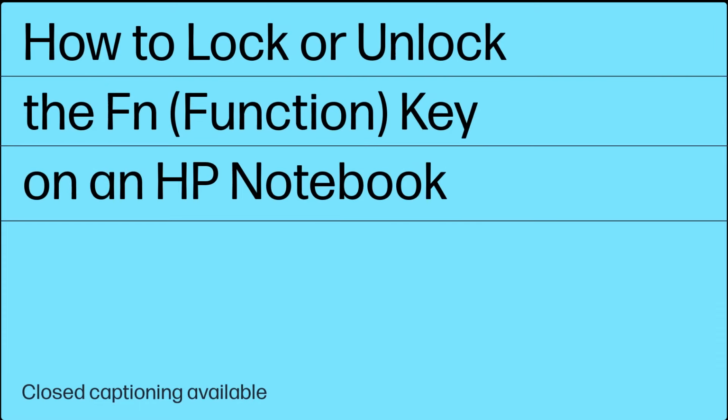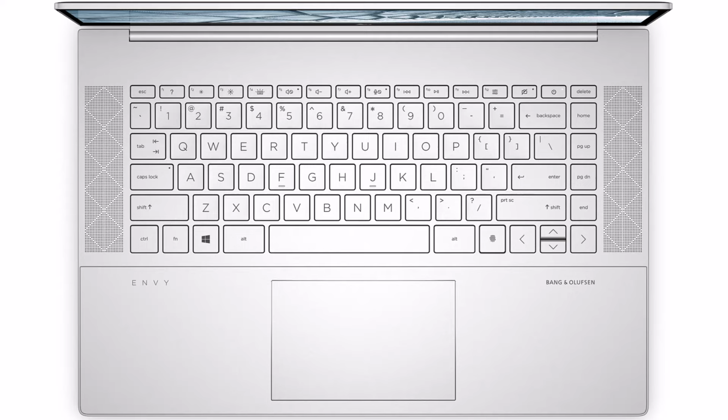How to lock or unlock the function key on an HP notebook. Keyboard function keys F1 through F12 often have an icon on them indicating a secondary action, such as muting sound or adjusting display brightness. The secondary actions are sometimes called action keys or hotkeys.